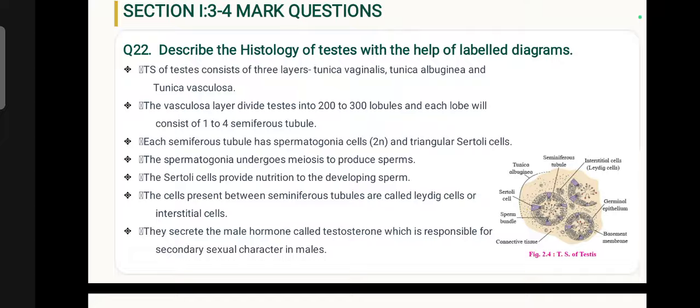The spermatogonia cells undergo meiosis and produce sperms. The Sertoli cells provide nutrition to the developing sperm. The cells present between seminiferous tubules are called Leydig cells or interstitial cells. These Leydig cells secrete the male hormone called testosterone, which is responsible for secondary sexual characters in males.